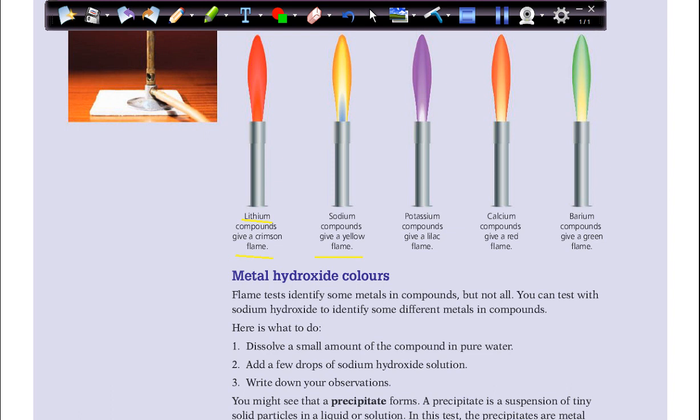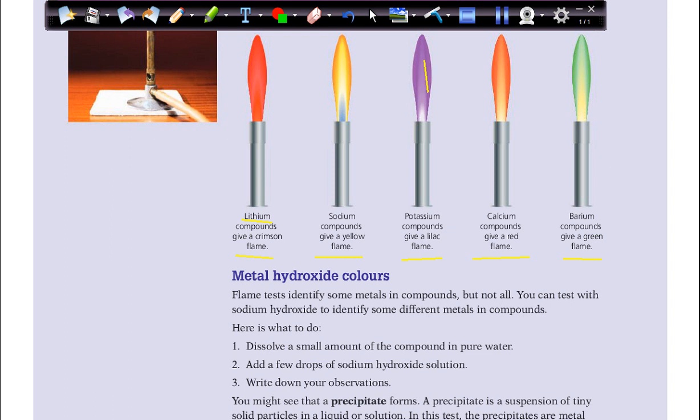If it's a potassium compound, it will give us a lilac flame, because the color is like the lilac flower. And here, if it's a calcium compound, it will give us a red flame. If it's a barium compound, it will give us a green flame.